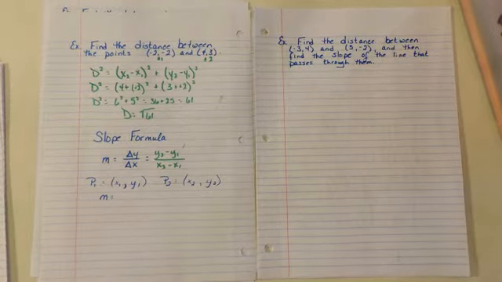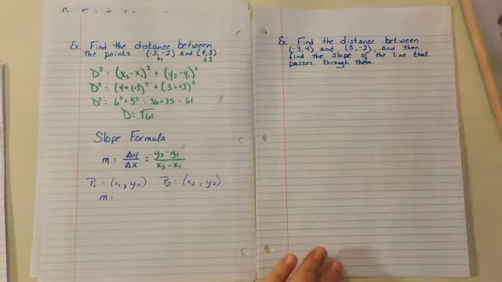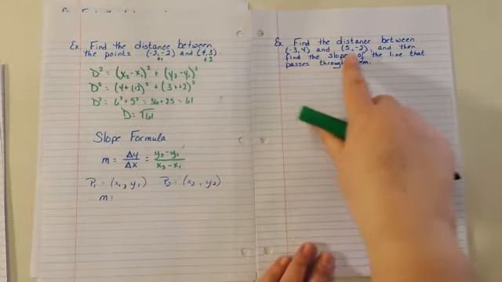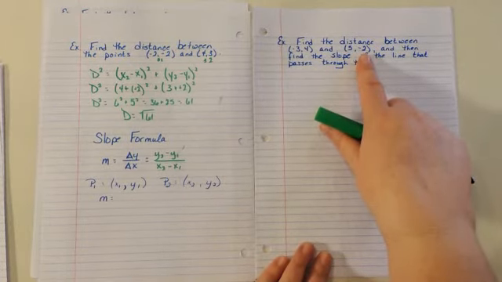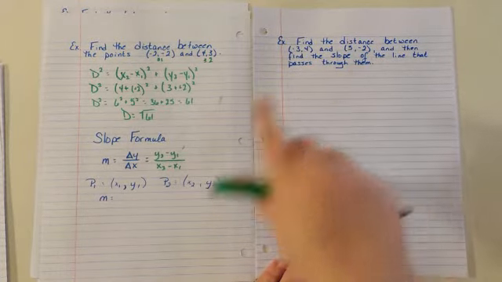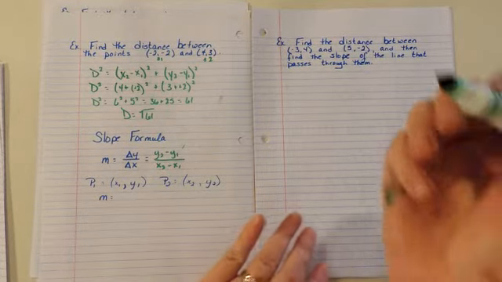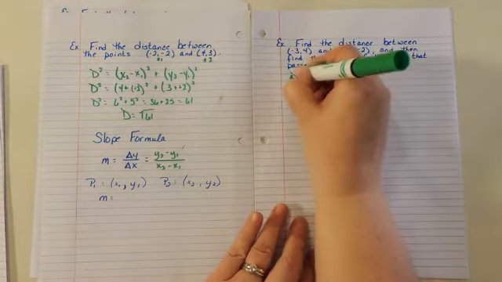So, let's try this example. Find the distance between (-3, 4) and (5, -2), and then find the slope of the line that passes through them. So first we're going to find the distance between the 2 points, and then we're going to find the slope. Okay, so we're going to start by finding the distance.